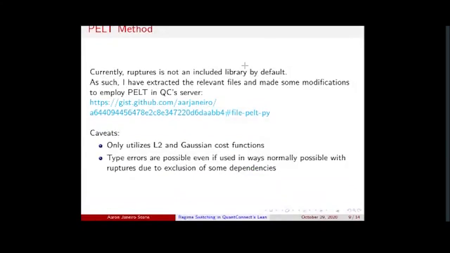So once again, it's not included as a library by default. So I extracted some of the relevant files and made some modifications to employ it within the QC cloud server. And I have it as a gist at that link there. Two caveats are that it currently only utilizes L2 and Gaussian cost functions, and type errors are possible, even if used in ways that would normally work with ruptures, because I have to exclude some dependencies to get this to work.